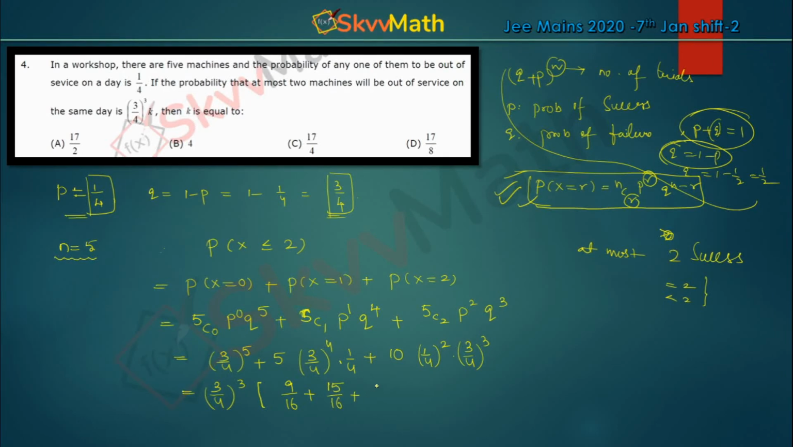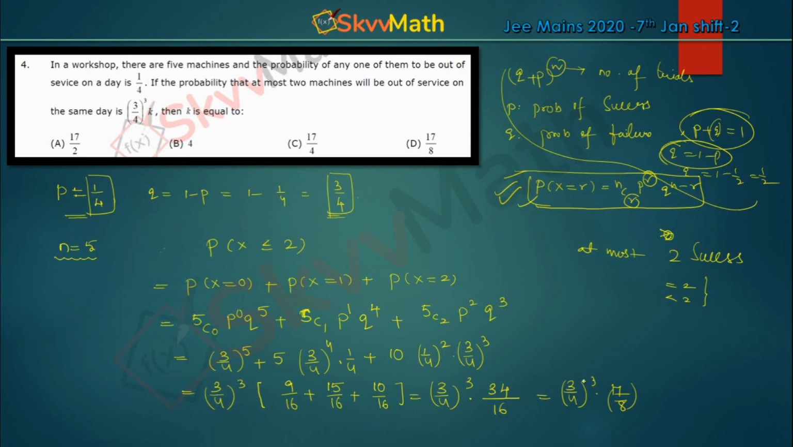Then we took 3 by 4 whole cube common, and this one is common already, so we have 1 by 4 whole square, which is 1 by 16, into 10, so 10 by 16. Now we can take 16 as LCM. The numerator will be 15 plus 10 is 25, plus 9, I think it is 34. That equals 3 by 4 whole cube into 34 by 16, which is 17 by 8.